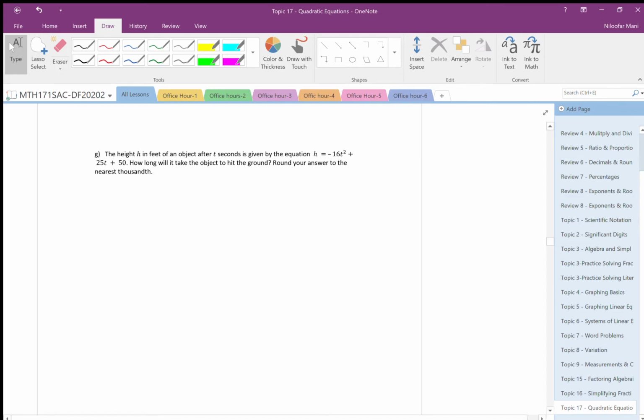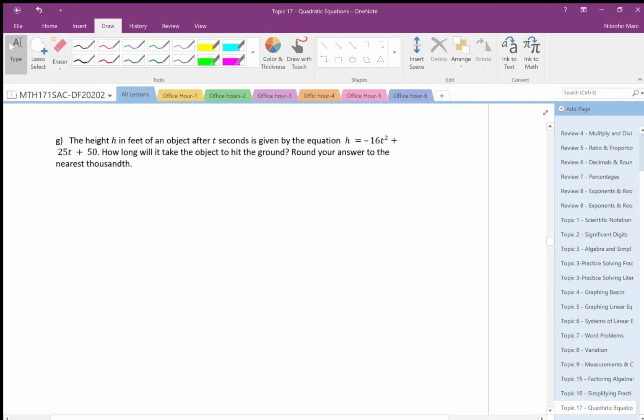So here we have this example, which is the height of an object after t seconds, given with this equation. The height is minus 16t squared plus 25t plus 50, where t is time, in seconds, or for example minutes, but here the height is in feet. So I have the unit, t is in seconds, and I have this equation.